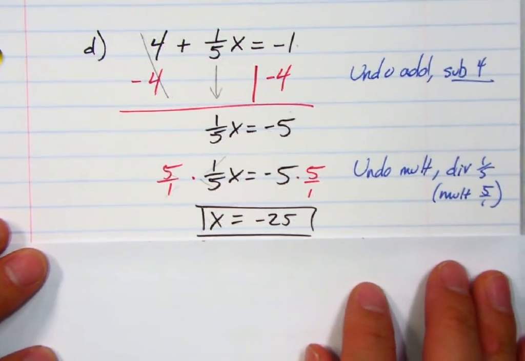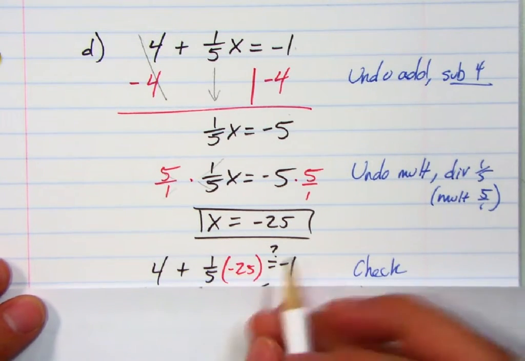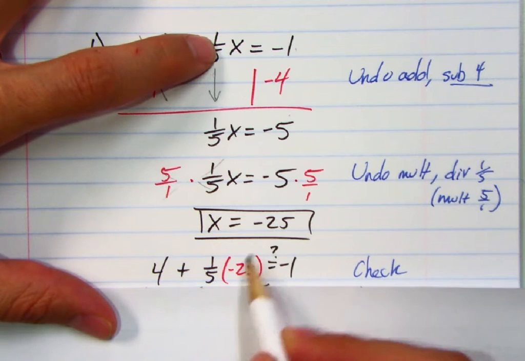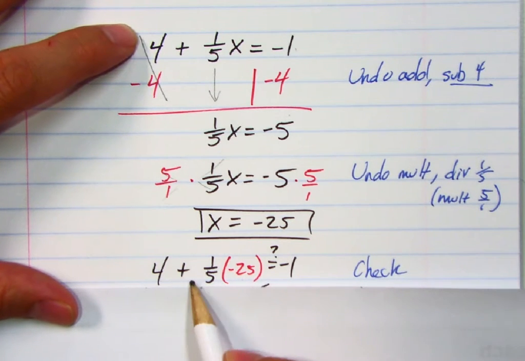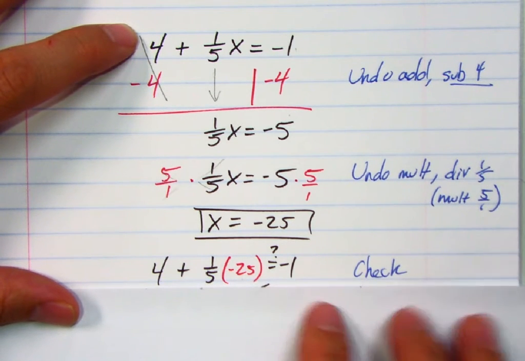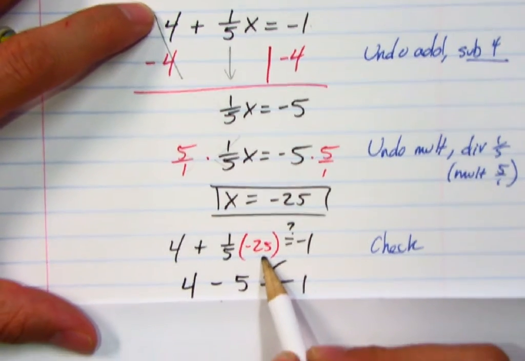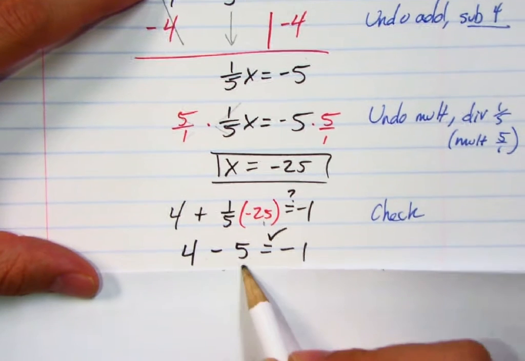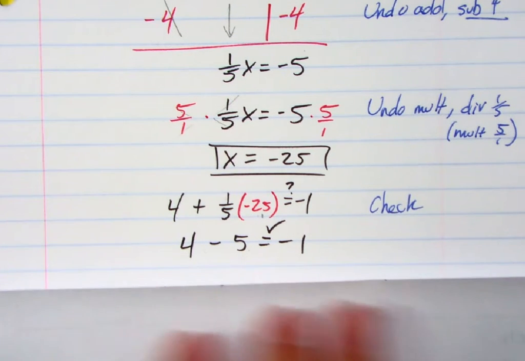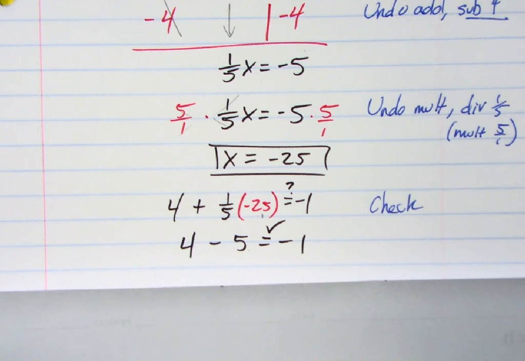And you guessed it, the last thing I do is I check my work. Negative 25, plug it in right here, just like here. 4 plus 1/5 of negative 25, is that negative 1? Well, I find out that 1/5 of negative 25 is negative 5, and 4 minus 5 is negative 1. And that works. Okay, that's it for notes today.